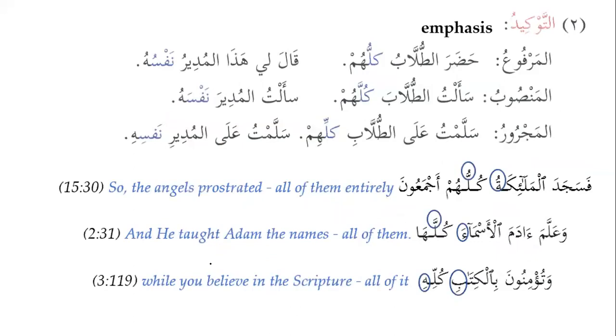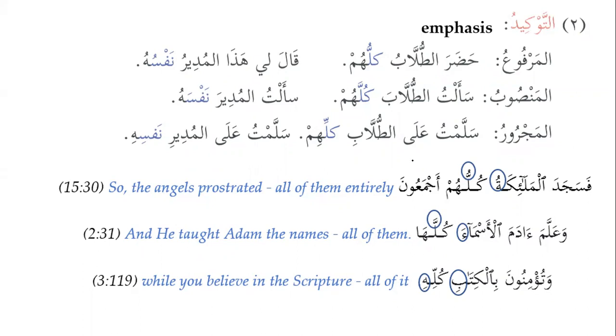The second one is tawkid. Can you figure out the root word for tawkid or the form of the verb? Akkada yu'akkidu ta'kidan. This is wakkada yuwakkidu tawkidan, with waw, okay? That means to emphasize. Akkada yu'akkidu ta'kidan basically means to confirm something. But if you want the real word for emphasis, it will be tawkid and not ta'kid. This one starts with waw.